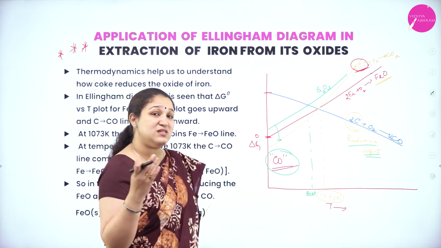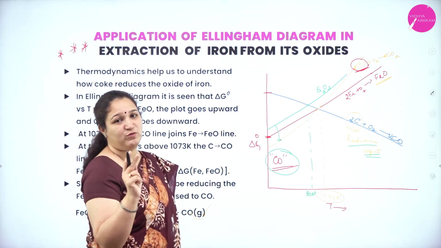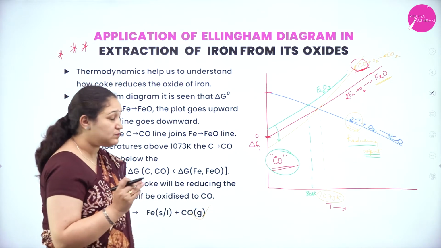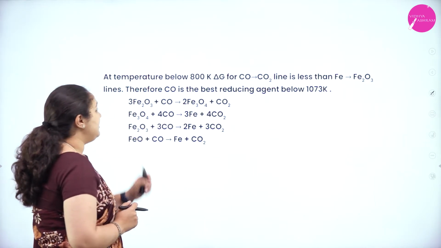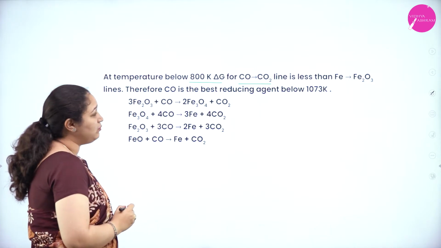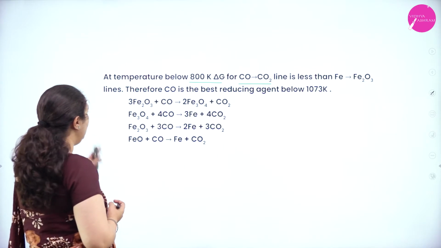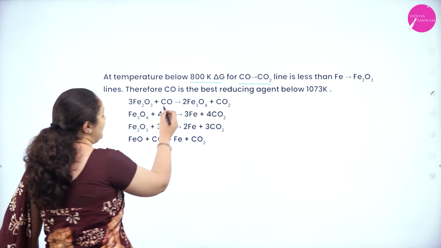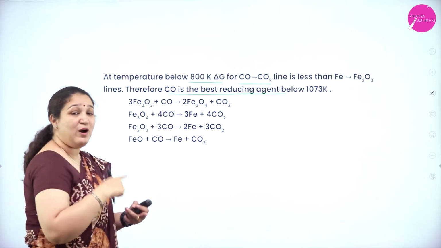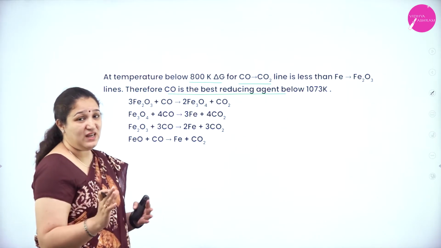So it is 1073 and 800 Kelvin. At 2 places they are meeting, for the formation of 2 different metal oxides, FeO and Fe2O3. Now, at temperatures below 800 Kelvin, delta G naught for the carbon monoxide to carbon dioxide line is less than the Fe to Fe2O3 line. Therefore, carbon monoxide is the best reducing agent below 1073 Kelvin. Above 1073 Kelvin, coke is the best reducing agent. So I hope this is very clear for you all.